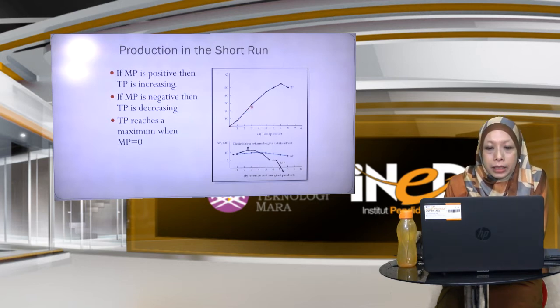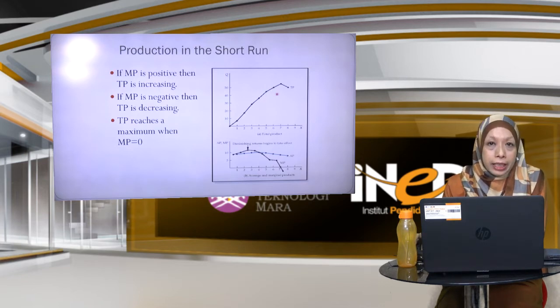But as you increase the level of inputs, you can see that total product increases but at a decreasing rate. This is represented by a much flatter slope. And when total product falls, you can see that the slope becomes negative. So that's why marginal product is negative.